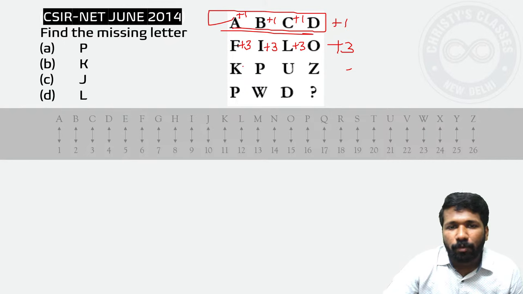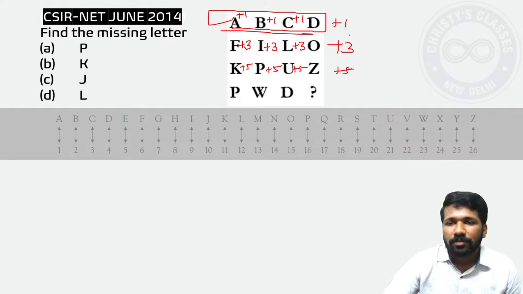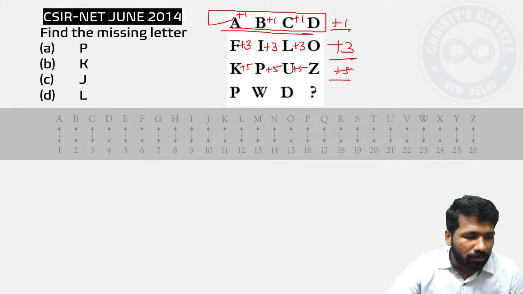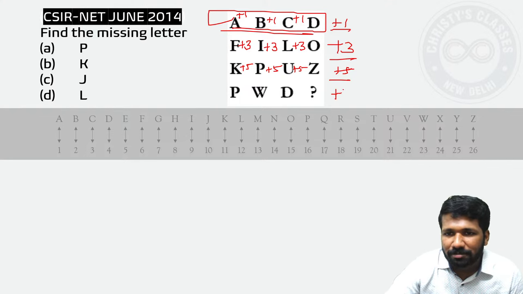Then K, L, M, N, O, P, plus 5. P, Q, R, S, T, U, plus 5. U, V, W, X, Y, Z, plus 5. So, plus 1, plus 3, plus 5. So, most probably this may be plus 7.